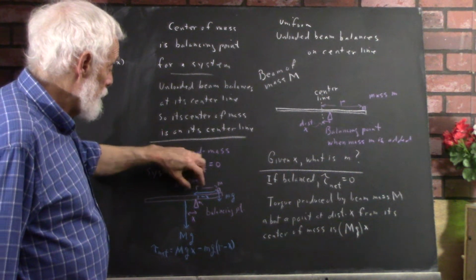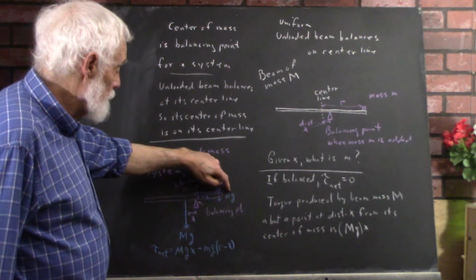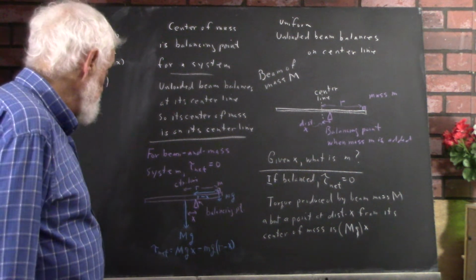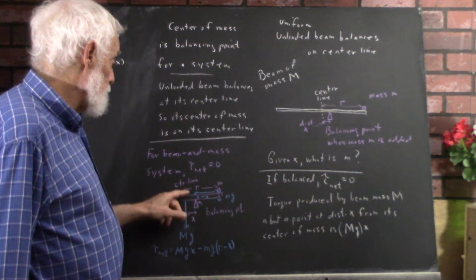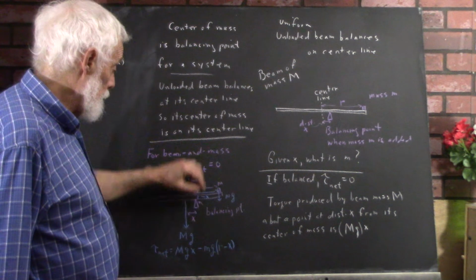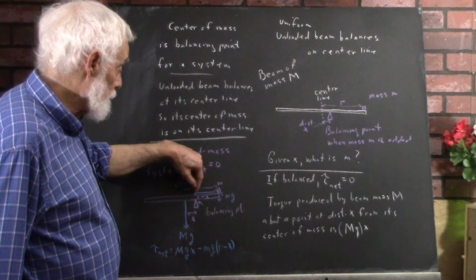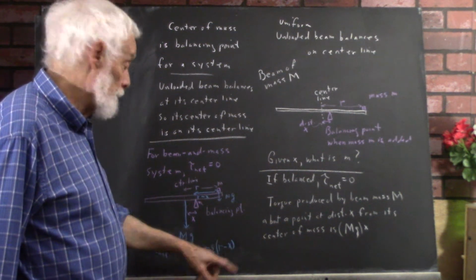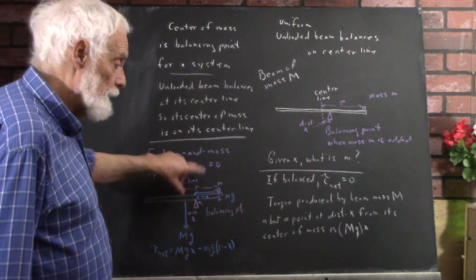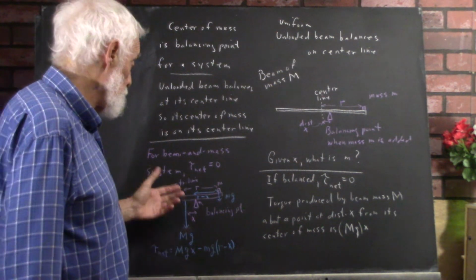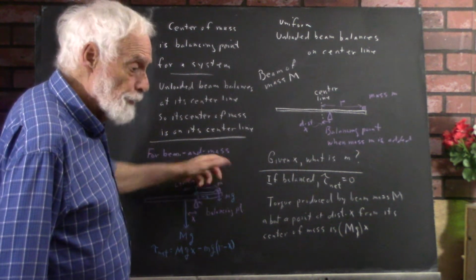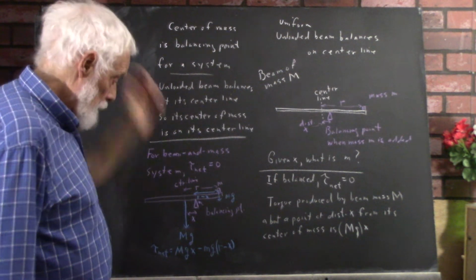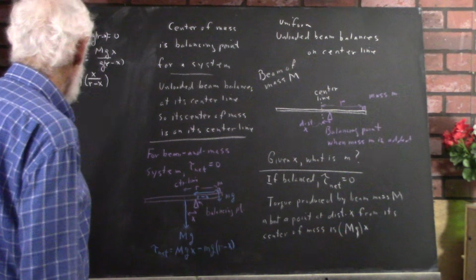The weight of the mass, mg, at distance r from the center line produces a torque mg times the distance of that mass from the balancing point. The balancing point is at distance x from the center line, the mass is at distance r from the center line, so the mass is at distance r minus x from the balancing point. So we have torque mg times r minus x, and it's a negative torque. This is a positive torque, which tends to rotate in the positive direction as it's drawn. And this force produces a negative torque, a torque in the clockwise direction.